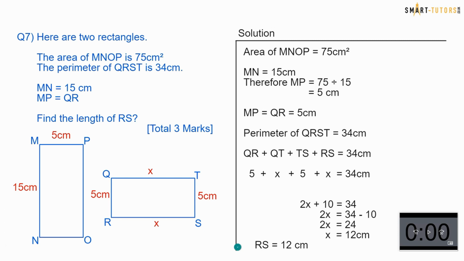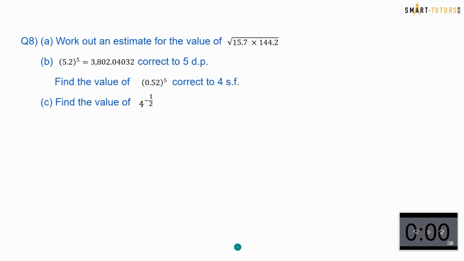The perimeter is given as 34. So 34, take away 5 plus 5, which is 10, gives 24, divide by 2, which is 12. I have written the algebraic equation the long way, but if you can do it as mental maths, like 34 take away 10 is 24, divide by 2 is 12, that will be perfectly okay. That is question number 7. Let's move on to question number 8.